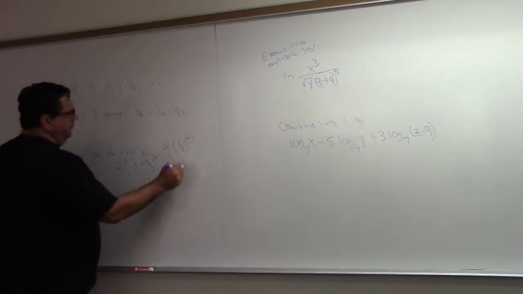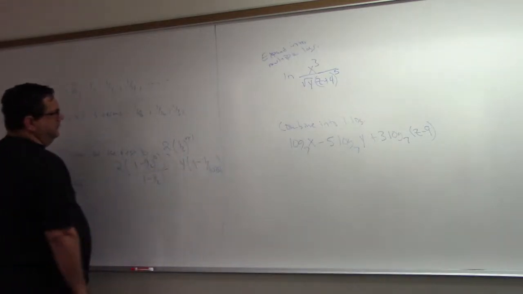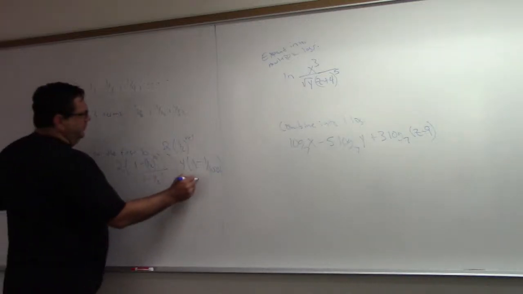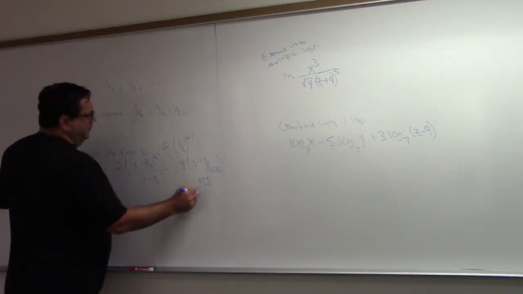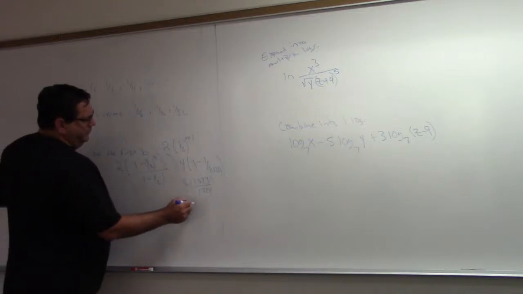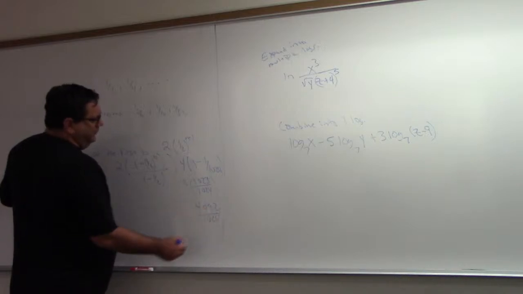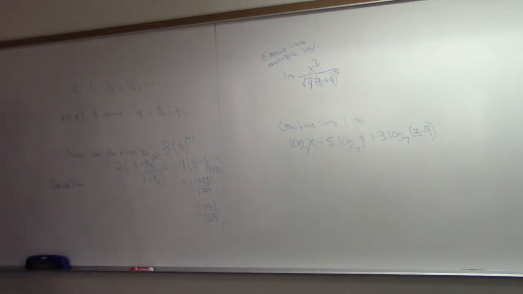So this becomes 4 times 1 minus 1/1024, which is 1023 over 1024 times 4, which is 4,092 over 1024. You can reduce that by dividing by 4, but I don't really care.